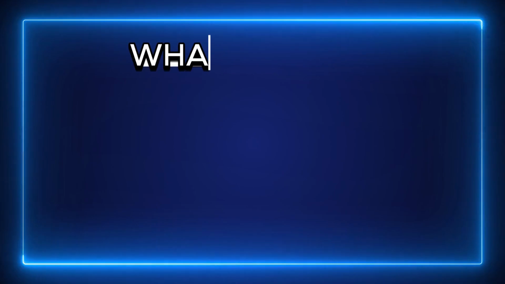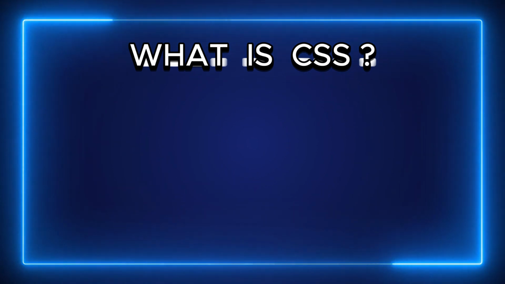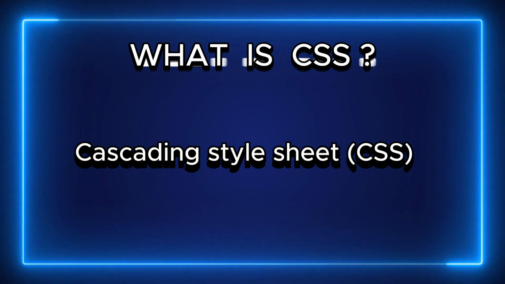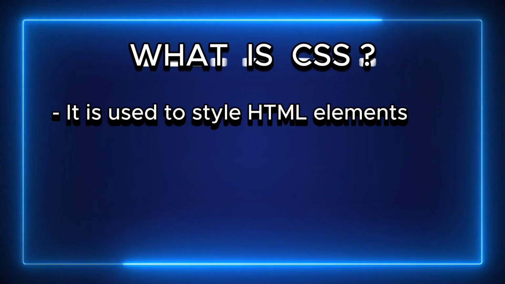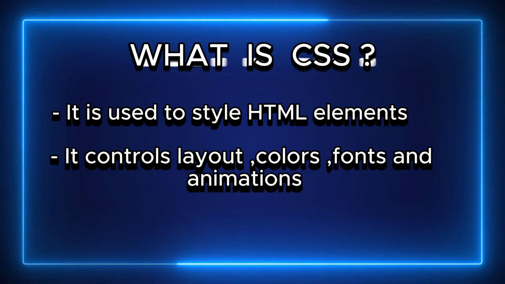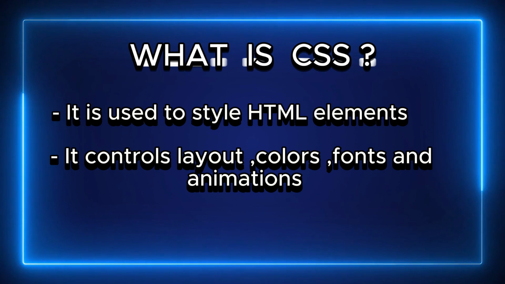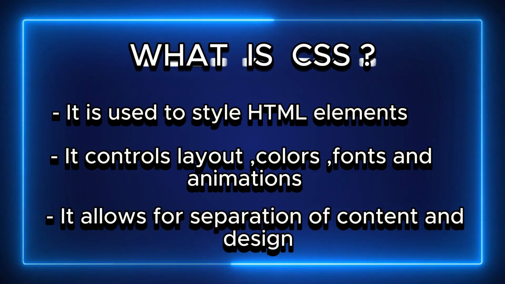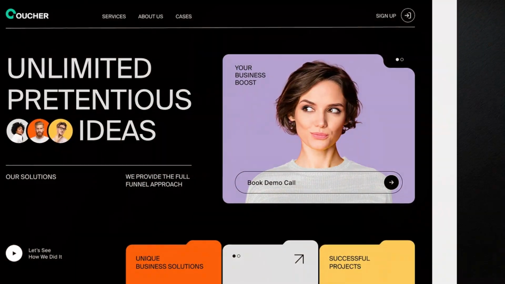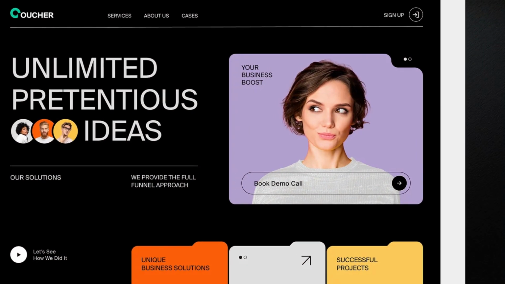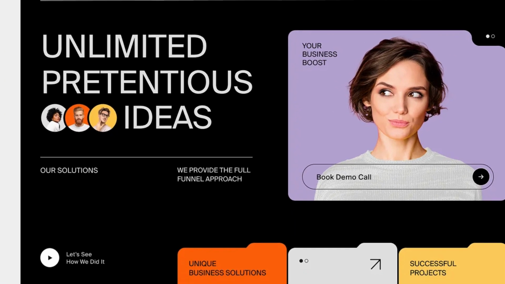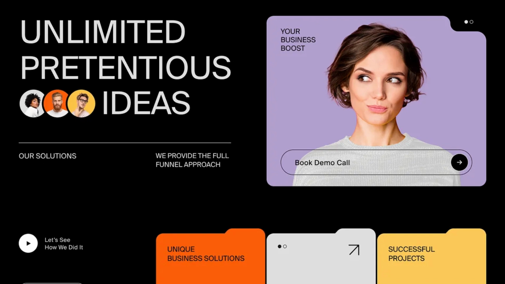So let's talk about what CSS is about. CSS means cascading style sheets. It is used to style HTML elements. It controls layouts, colors, fonts, and animations. It allows for separation of content and design, which means that all the design being done for your websites, the positioning, and all the other styling you see is being done with CSS.